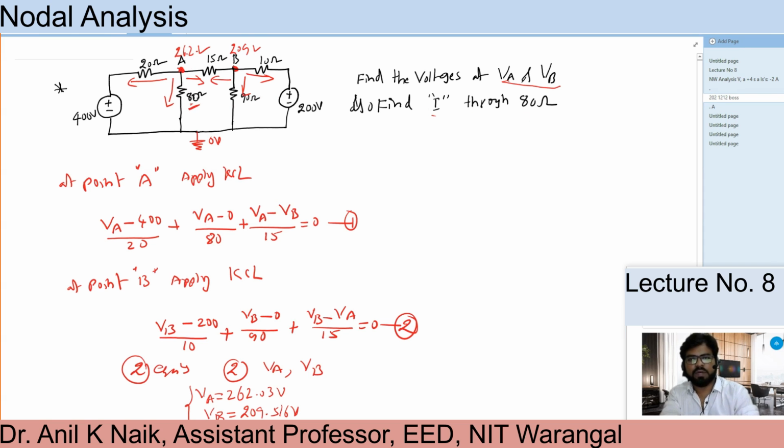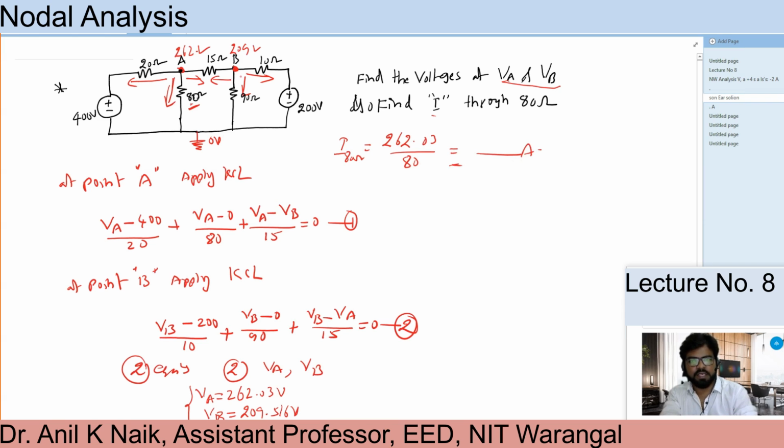Because this voltage divided by this resistance, if you do this, you can easily find this current. So I can write, we want to find what is I here in the 80 ohm resistance. So 262.03 divided by this 80 ohms equals, if you do this, this is the value we are going to get. So this is like that.